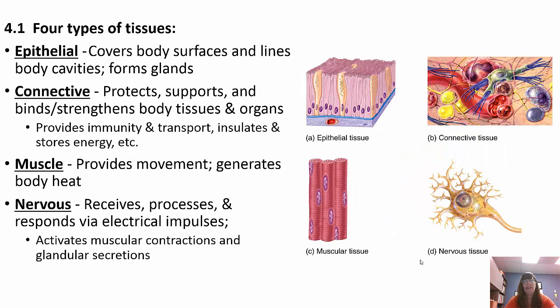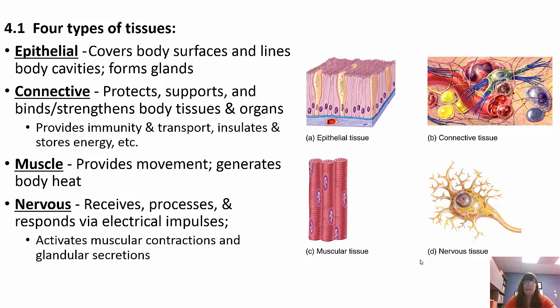So the 4 basic types of tissues are epithelial tissue, which covers body surfaces and lines body cavities and also forms glands. Connective tissue has a variety of functions. It supports, protects, binds things together, strengthens body tissues and organs. It kind of acts like a filler in some places, provides immunity and transport, and also helps insulate, store energy, a lot of different functions, which we'll talk about in a little bit. Muscle provides movement and generates body heat.